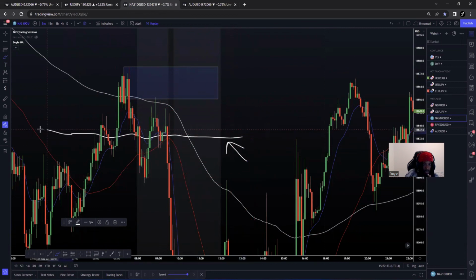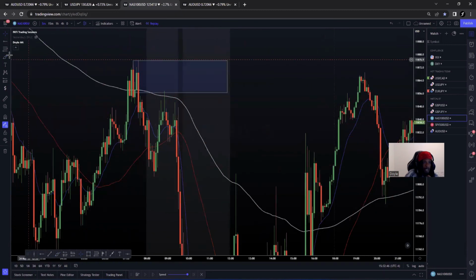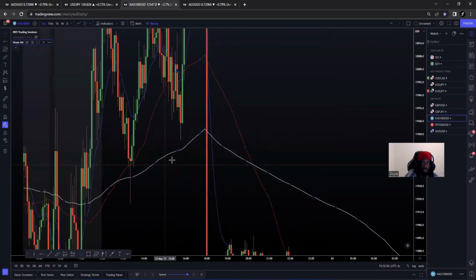If the 200 EMA was doing something like that, I probably wouldn't take it. I'm not gonna lie. But since it's not looking like that and it's looking something like this, I like that. And we got a break of structure. If you can see this swing right here, that swing broke that low and then it came back. Break of structure be key, man.